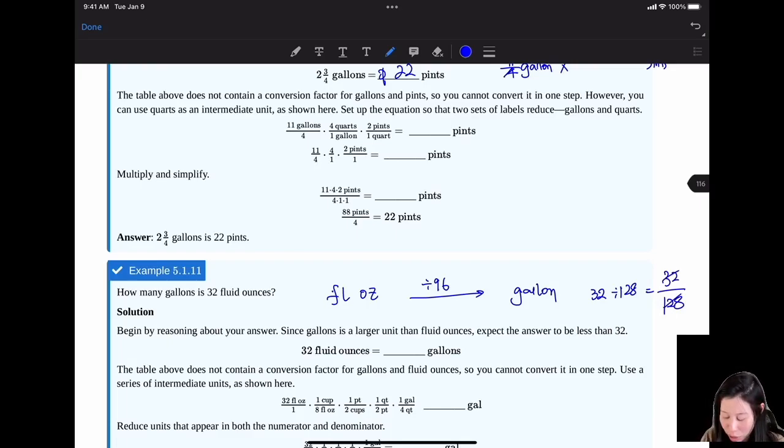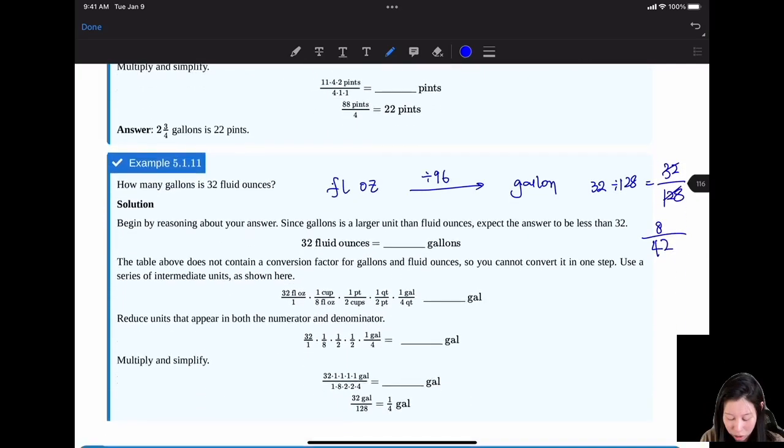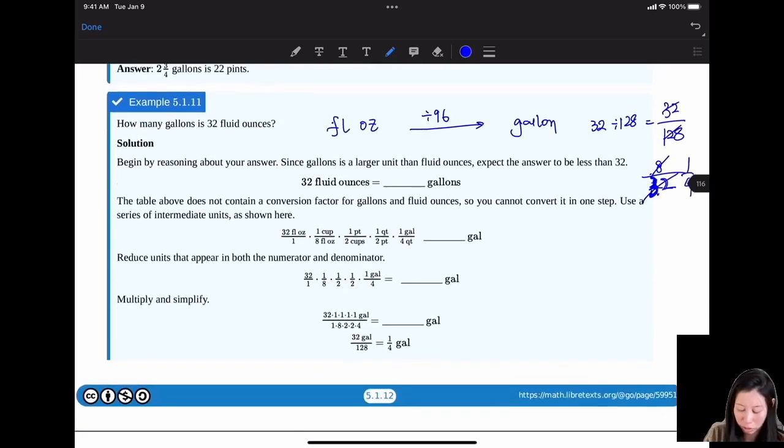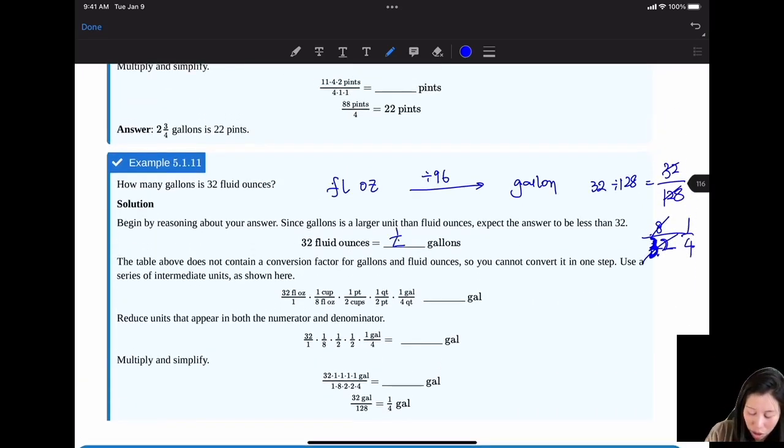They can both be divided by 4. Did I miss something? Oh, this is divided by 4. This is 13.2, sorry. And then we both divide by 8, and you have 1/4. So that means 13.2 fluid ounces equals 1/4 gallon.